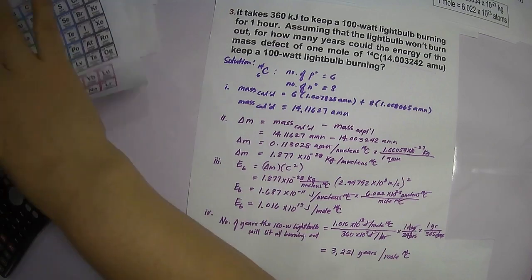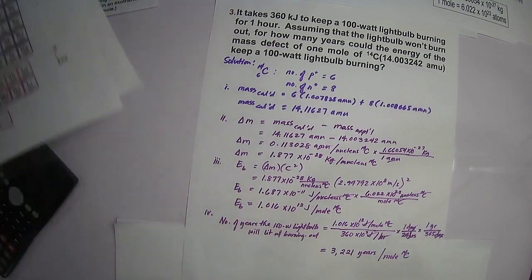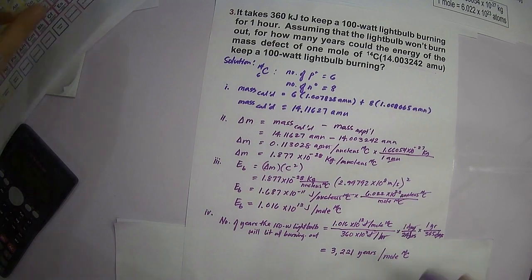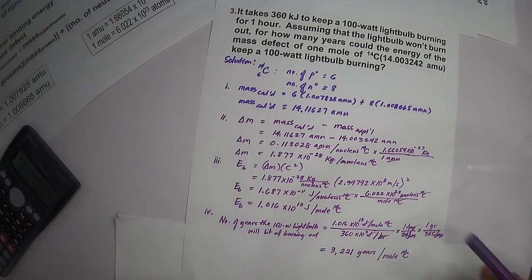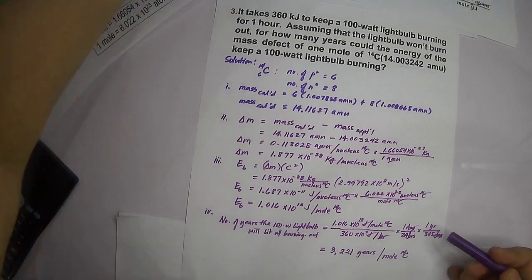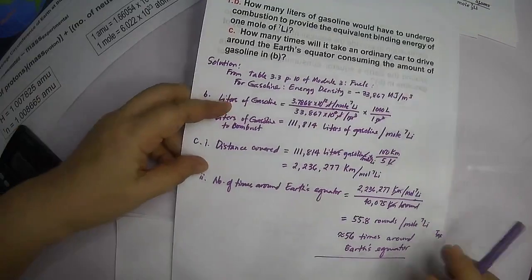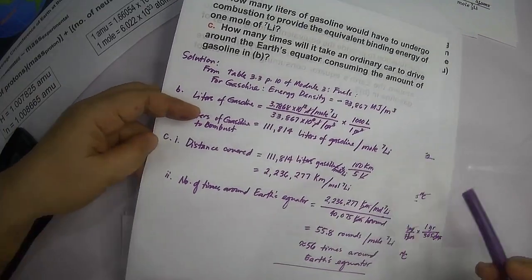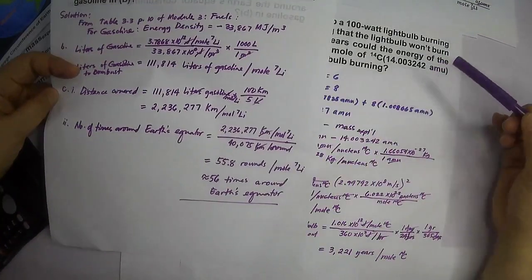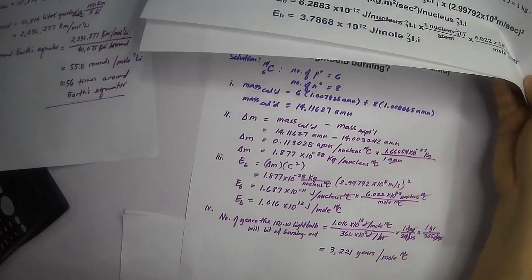And likewise, in the first example, we computed how many times we can go around the Earth's equator by just breaking the nuclei of 1 mole of lithium 7. Okay, we have 56 times around the Earth's equator for a mole of lithium 7.